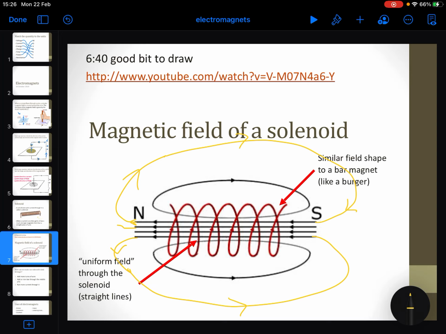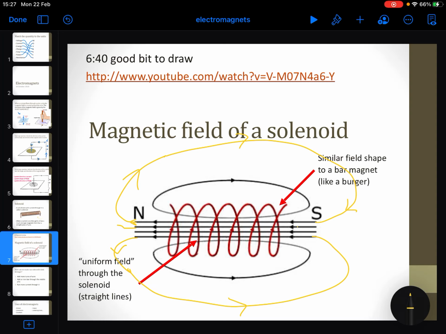The inside though, can you see those straight lines? We refer to them as a uniform field. So this is a field where it doesn't vary in strength. Remember, the closer the lines are, the stronger it is. Well, there the lines are all equidistant apart and they don't change. So that's a uniform field. And here you can see they point from south to north.